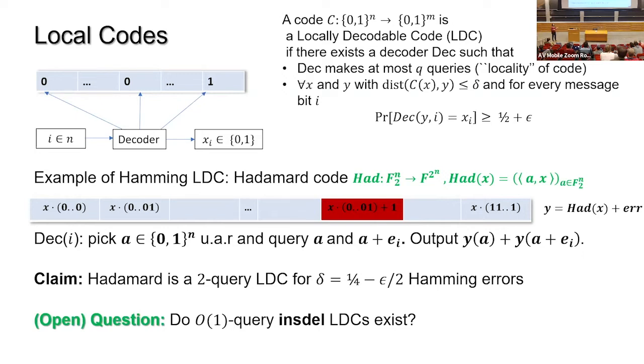Now, what about insertion deletion errors? Can we build locally decodable codes when instead of Hamming, we have a delta fraction of insertions and deletions? Okay, that's still an open question even after our work.